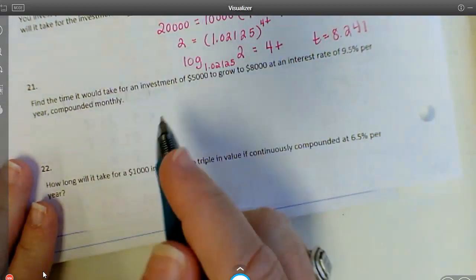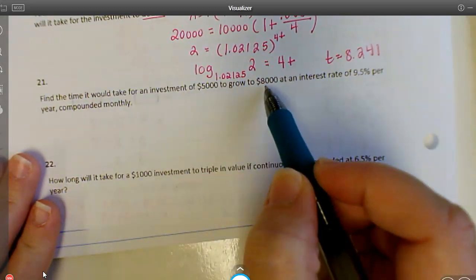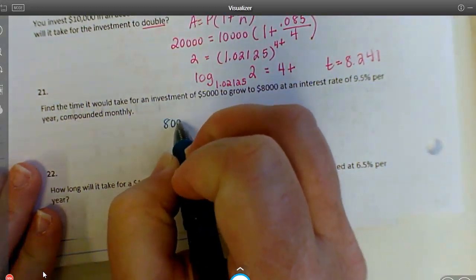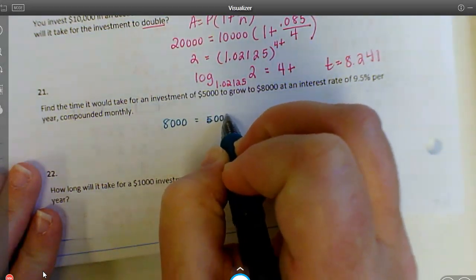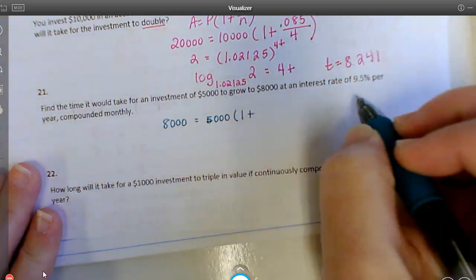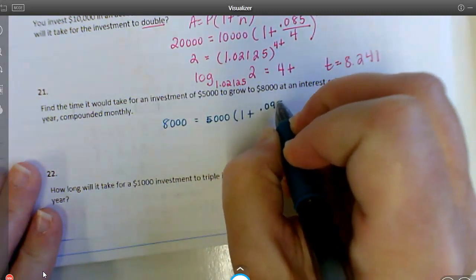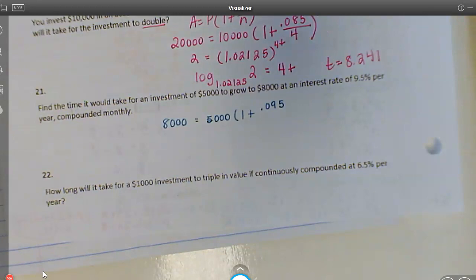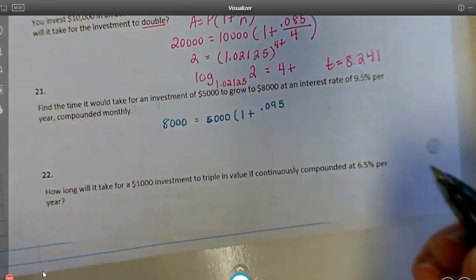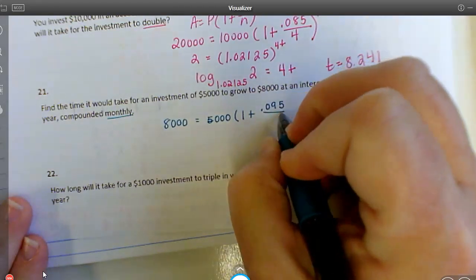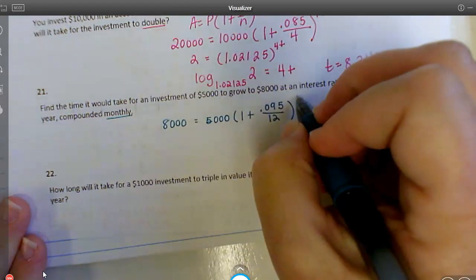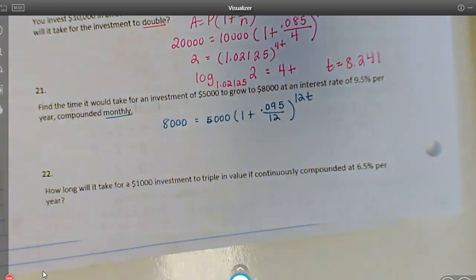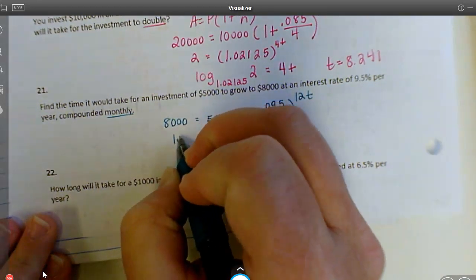Alrighty. So in this problem, we want our investment to go from 5,000 to 8,000. That's telling me that 8,000 is the amount that I'm looking for, and 5,000 is the amount I'm starting with. My rate is the 9.5, so that's 0.095. We're doing this monthly, so that's divided by 12. And that means we're going to be raised to the 12t. First step would be to divide the 8,000 by the 5,000. You get 8/5 or 1.6.